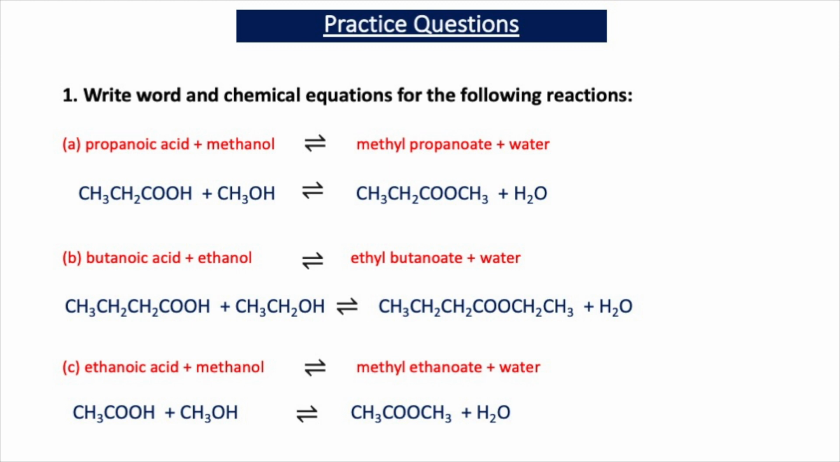ethanoate plus water, and ethanoic acid is CH3COOH, methanol is CH3OH, so we're going to get CH3COOCH3 plus H2O.